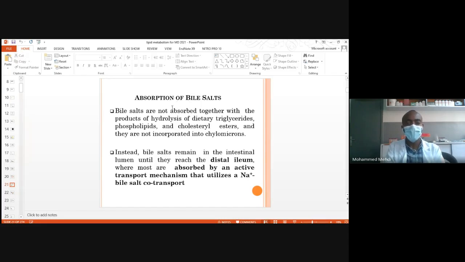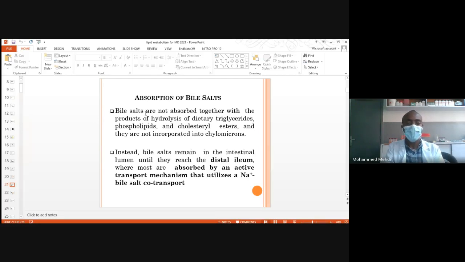After chylomicron is absorbed, or the end products of lipids are absorbed into enterocytes, bile remains behind. So at the end of the small intestine, at the distal ileum, it will be reabsorbed into enterocytes. Most of it will be reabsorbed, but a little will be excreted in the feces.